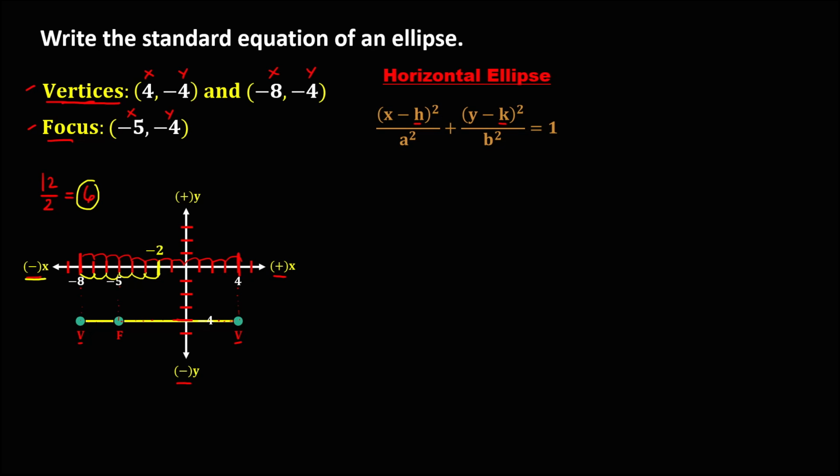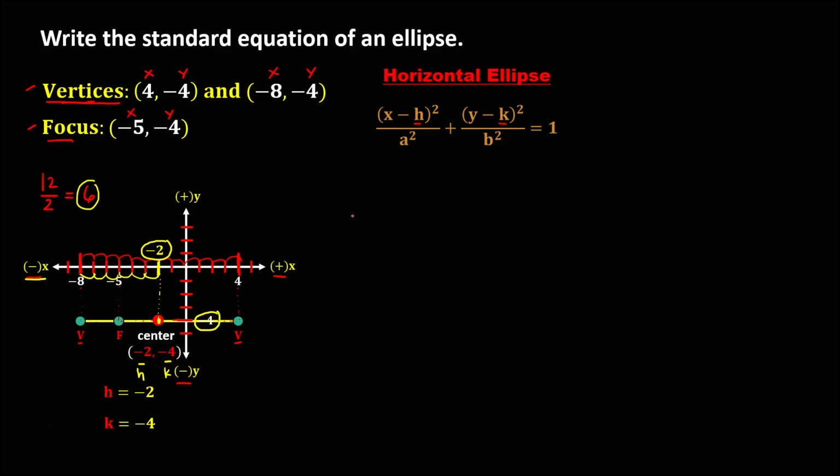And this point in negative x, so this is negative 2. Then we need to align to the vertex. So this is now the point for the center and the coordinate for the center. So x is negative 2 and y is negative 4. So the coordinate is negative 2 and negative 4. And the center of an ellipse is h and k. So we have h equals negative 2 and k equals negative 4.